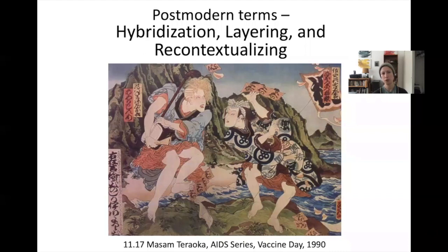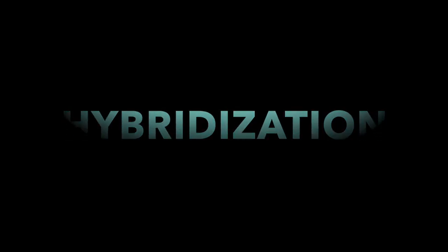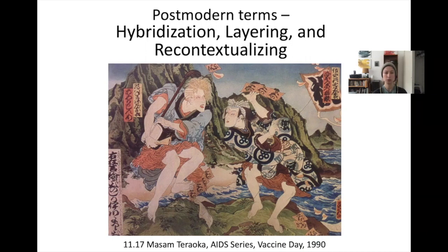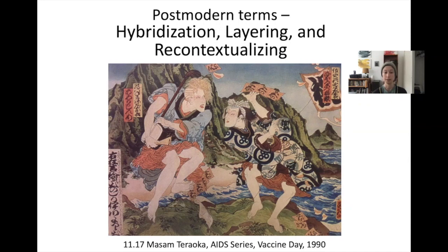Let's talk about a few other postmodern terms: hybridization, layering, and recontextualizing. Hybridization articulates two more disparate cultural elements to show a new and distinct entity. Teraoka bridges his global identity as a Japanese-born American artist. In this work, he sets the stage in Hawaii, which is the perfect landscape to address the mashup of both cultures. He uses the tradition of ukiyo-e prints in a contemporary way to announce Vaccine Celebration Day in 1990.